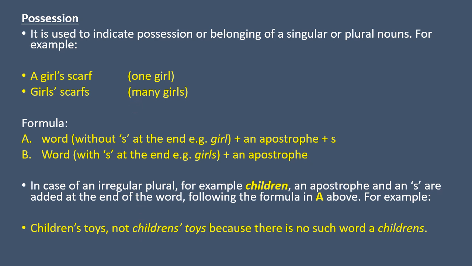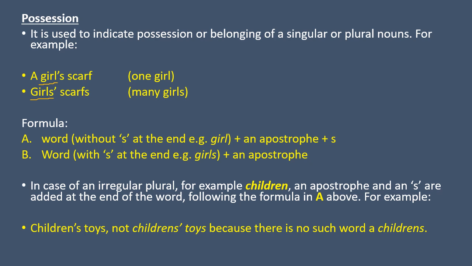Now let me choose the pencil to dig deep down. Okay, now look at this word, girl, an apostrophe, then s. It means one girl. If it is girls, then an apostrophe, and then you see no s at the end. Girls, so that means many girls. So this is, what's the formula? For example, look at this first case. So a girl's scarf is number A. Word without an s at the end, for example, girl plus an apostrophe plus an s.